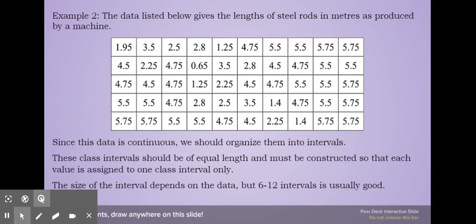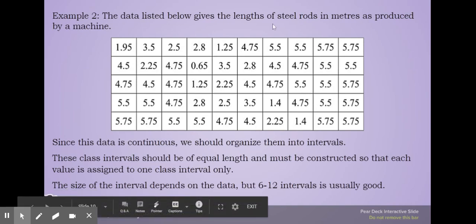The size of those intervals are obviously going to depend on the data. For example, this data are all fairly small, between 0 and 6, let's say. But in terms of how many of those, we already talked about that you want roughly the square root of the number of pieces of data you have. But also just keep in mind that 6 to 12 intervals in general is usually pretty good. So with our data here, we have a total of 50 pieces of data. So based on the square root rule of thumb, that means I want roughly around 7 intervals. But really, again, it depends on just what's good for the data.